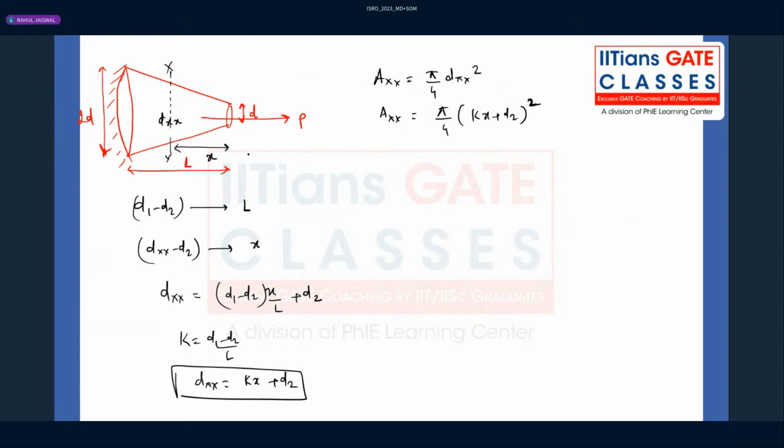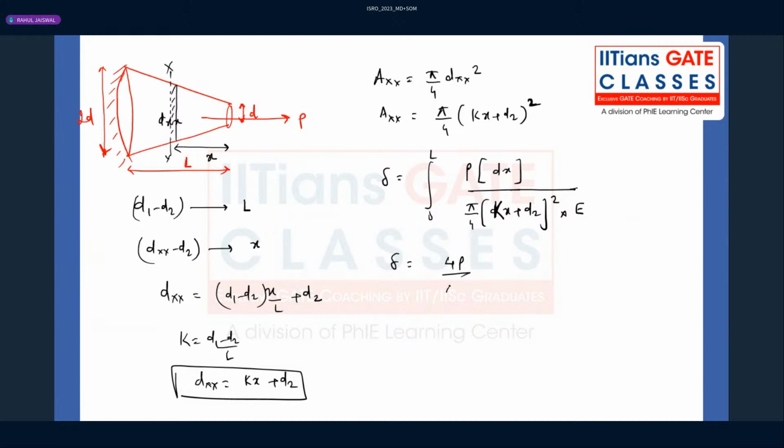Now what you have to do, you simply perform integration from 0 to L. What is the load? P. What is the length I'm considering? dx. I'm taking one small elementary strip, right? Load is P, length dx. Area is what? Pi by 4 times (kx plus d2) whole square, into E into E into E. Now you simply do integration. That's very simple. So 4P divided by pi E.